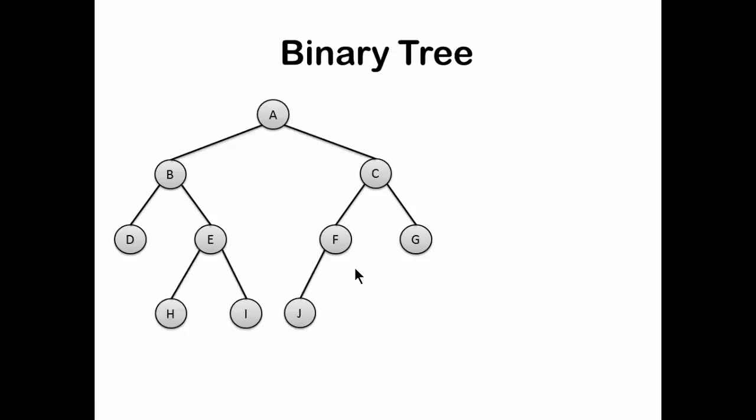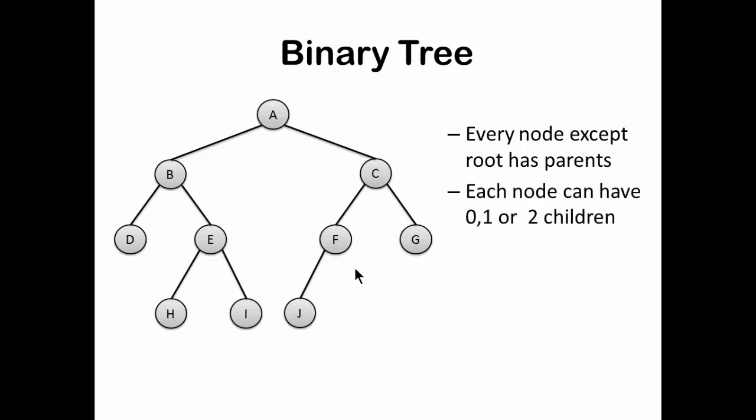Binary tree is a general tree with some restriction. The first one is the same, that the root node cannot have parents. The restriction over here is that each node can have 0, 1 or 2 children only and not beyond that. So a tree is called binary if each node has 0 children, 1 child or 2 children. An empty tree is also a valid binary tree.